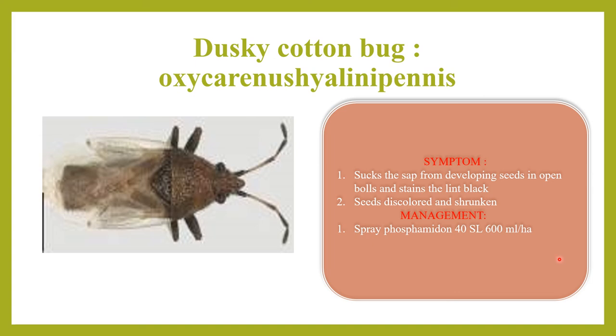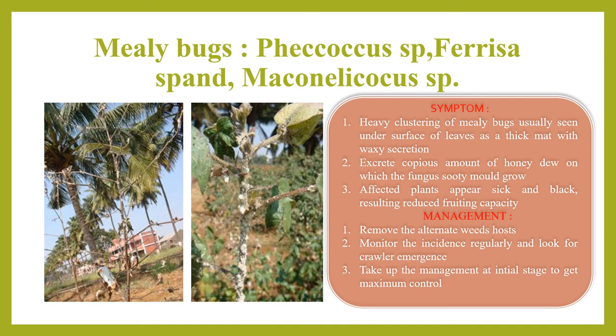And coming to the last one, the mealybugs. Here you can see the symptoms of how the mealybugs occur in the cotton crop. The symptoms are heavy clustering of mealybugs, which feed on the stem and excrete honeydew on which the fungus sooty mold grows, and affected plants appear sick and black, reducing the fruiting capacity.